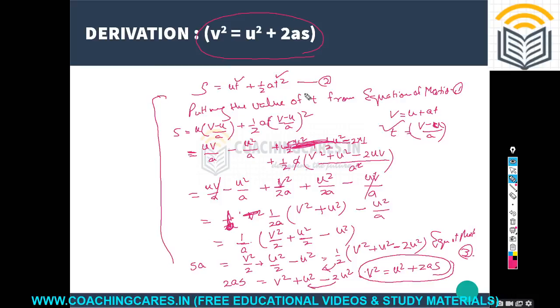We started actually from equation number 2, which is s is equal to ut plus half at square, and we just put the value of t from the equation number 1, which is v is equal to u plus at, and t is equal to v minus u by a. We just substituted this value of t in the equation of motion number 2. And after resolving this whole, we finally get v square is equal to u square plus 2as. This is the derivation of the equation of motion number 3.